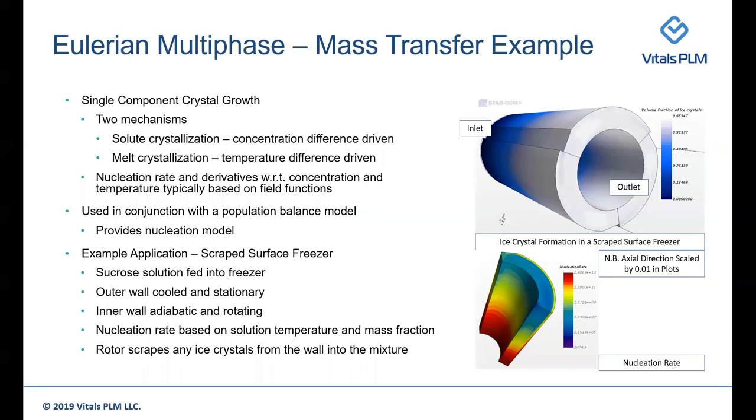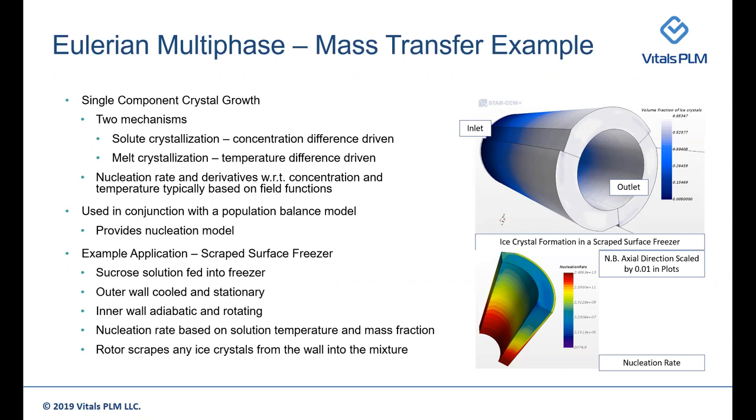And the second example we see here is a scraped surface freezer where a sucrose solution is fed into the freezer. Here in the bottom picture, we see the sucrose solution fed into the freezer, which looks like a section of a concentric cylinder from the top. As it goes inside, the freezer has an outer wall, which is cool and stationary, and an inner wall, which is adiabatic and rotating. Because of this rotating action, the rotor scrapes the ice crystals formed because of the temperature difference of the solution from inlet to outlet, and also the mass fraction of the solution.